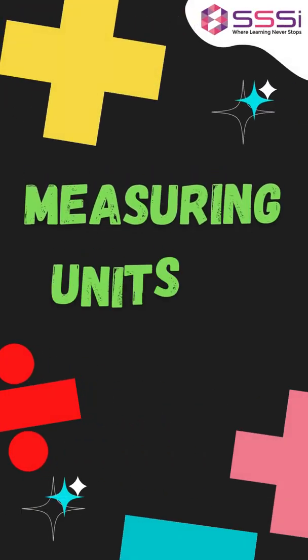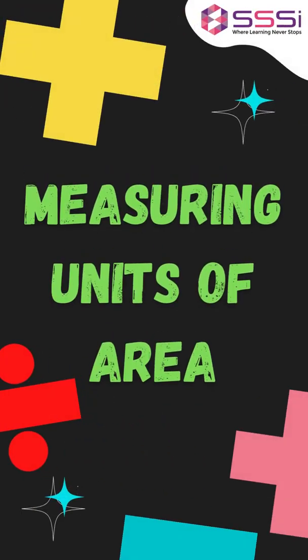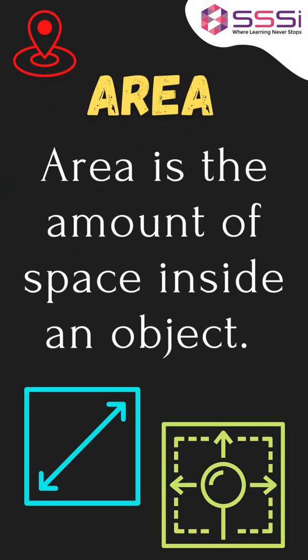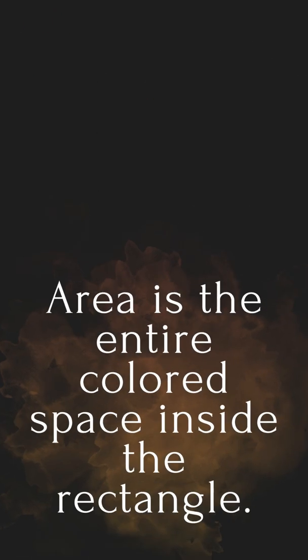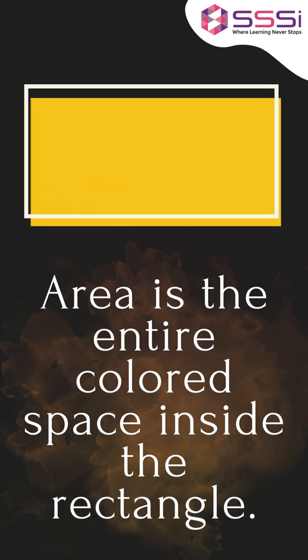Hi everyone, today we're going to learn about measuring areas with different units. But first, let's have a look at what an area is. Area is the amount of space inside of an object. To show this, let's take a rectangle. The area is the entire colored space inside the rectangle.